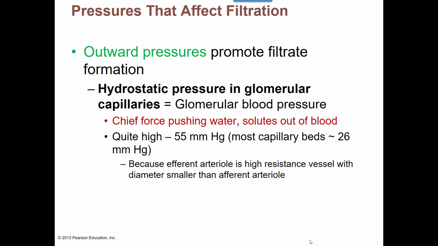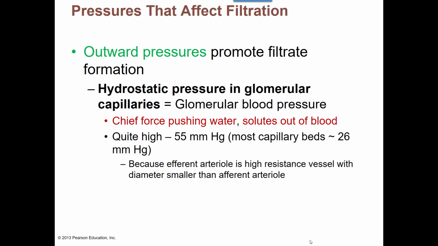Blood pressure allows you to make urine, which means if your blood pressure is too low, you're not going to make as much urine. If your blood pressure goes up, you can make additional urine. However, if your blood pressure goes up too much, that pressure could damage the filtration membrane. But hydrostatic pressure in your glomerular capillaries just means your glomerular blood pressure, this is the chief force that pushes water and pushes solutes out of the blood and across that filtration membrane.